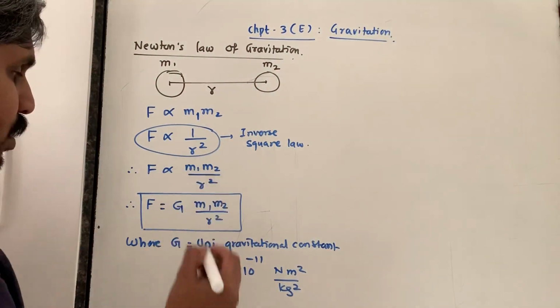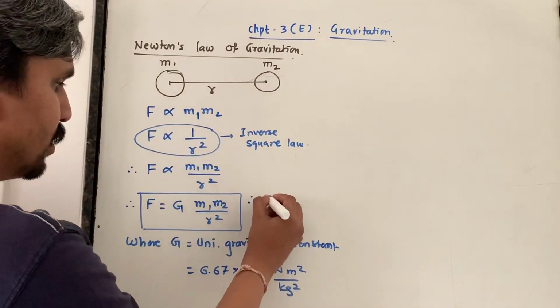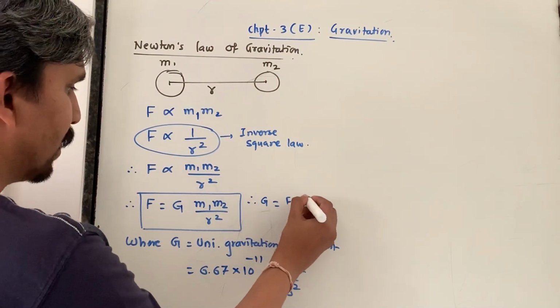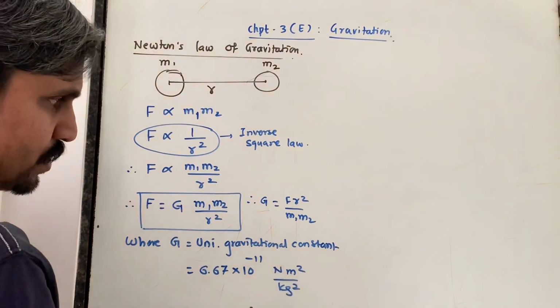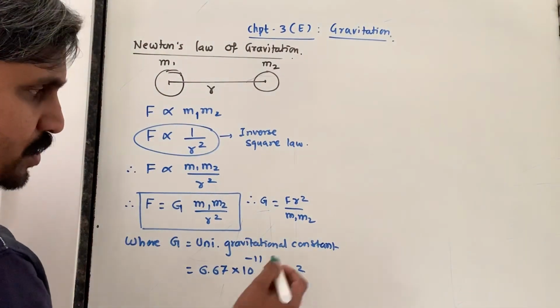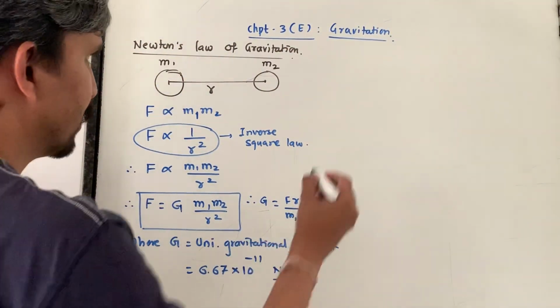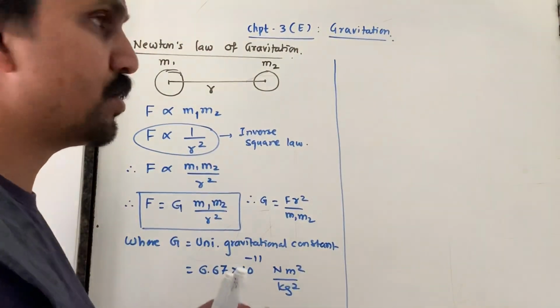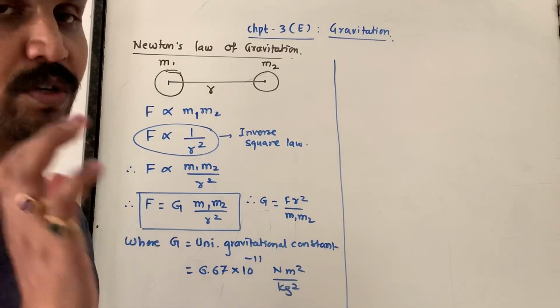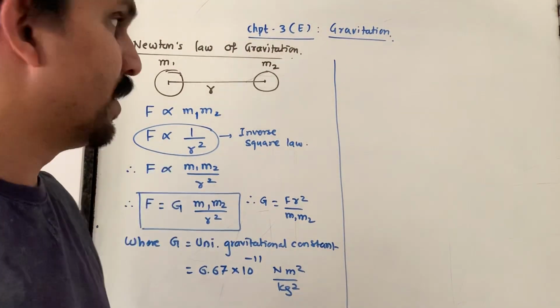Now from where did we get this unit? I can write G is equal to F r square upon m1 m2. So force is Newton, distance is meter square, and kg into kg is kg square. Now this constant is applicable for any two bodies on the surface of Earth or in the universe. It is applicable anywhere.